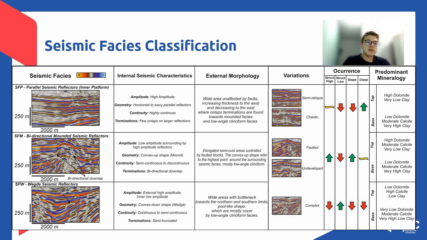The wedge seismic phases present inclined truncation patterns, which describe a convex-down shape against the structural highs or the throw of the major faults. One of the variations of these seismic phases is the complex arrangement of these phases, and the occurrence is mostly on the structural lows.